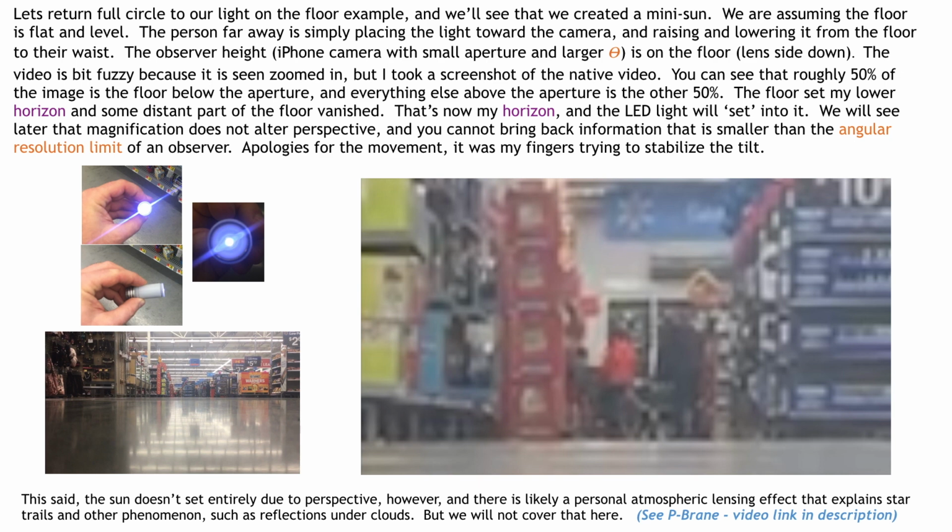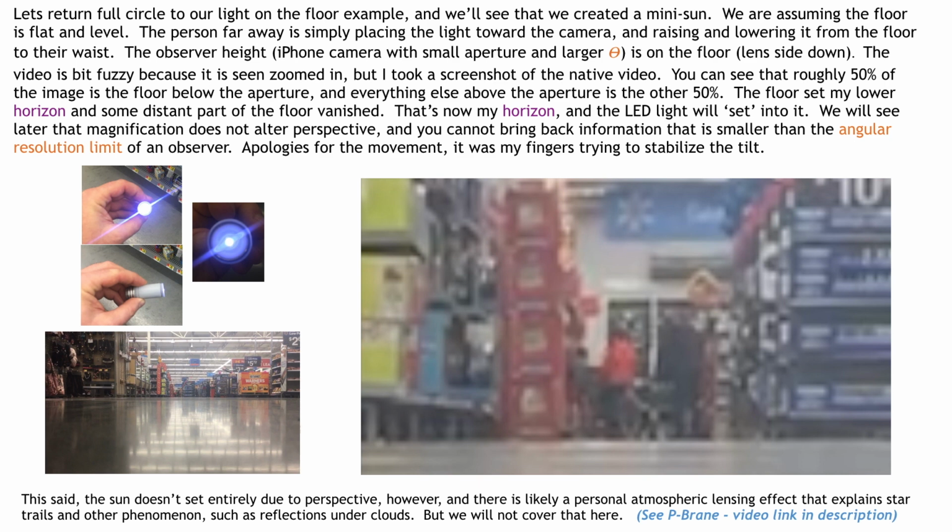So the floor set my lower horizon, and some distant parts of the floor have vanished in this shot. So that's now my horizon limit. And the LED light, which is what I've shown here with the picture in my hand, will set into it. So we will see later that magnification doesn't alter perspective, so it doesn't alter the transversal lines that were compressed against the horizon line to create theta. You can just zoom in on that thing, but if it's been lost, it's been lost. So again, we'll discuss magnification in a minute because there are some caveats to all that.